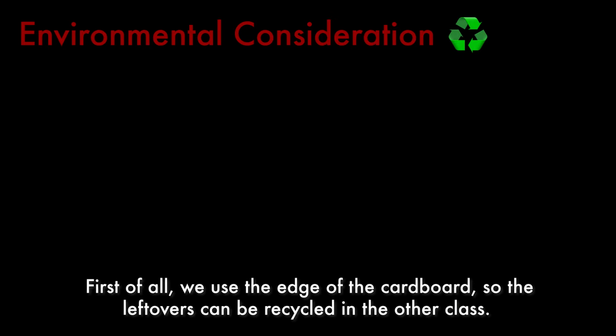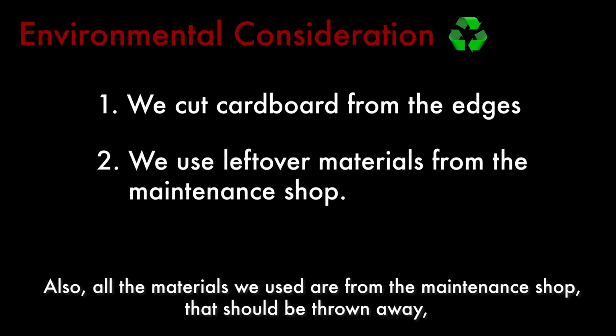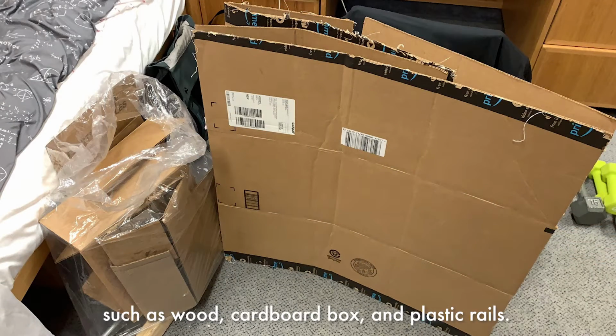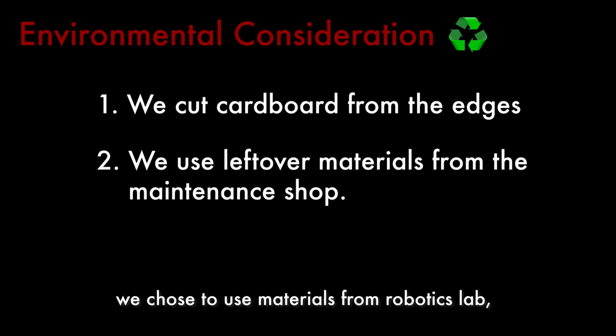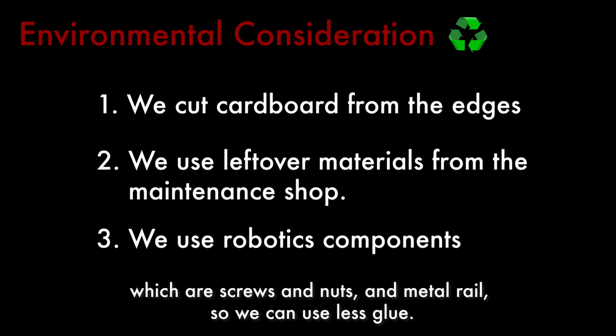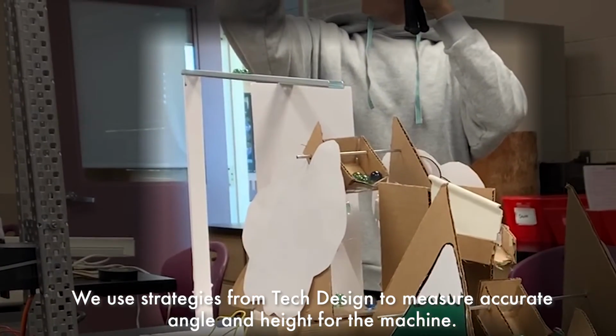First of all, we use the edge of the cardboard so the leftover can be recycled in the other class. Also, all the materials we used are from the maintenance shop that should be thrown away, such as wood, cardboard box, and plastic rail. For convenient and eco-friendly construction, we chose to use materials from the robotics lab, which are screws and nuts and metal rail, so we can make it without glue. We use strategies from tech design to measure accurate angle and height for the railway.